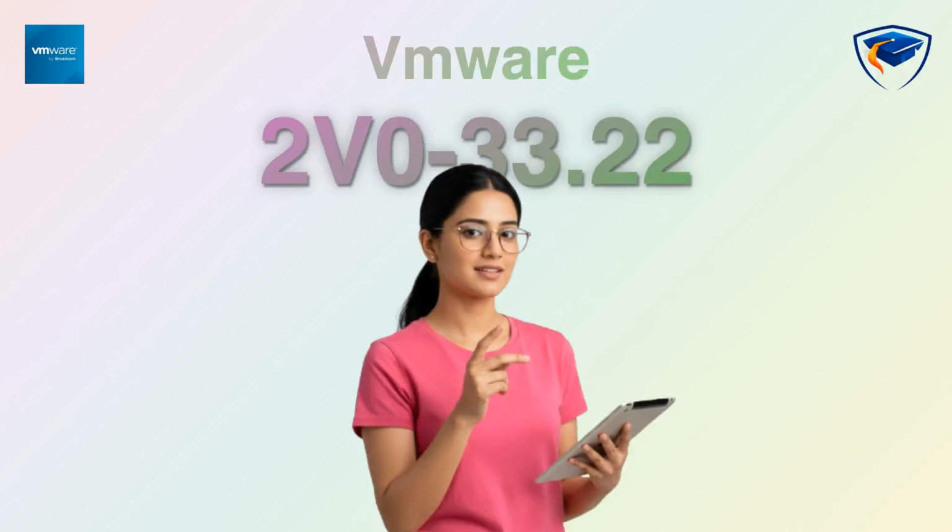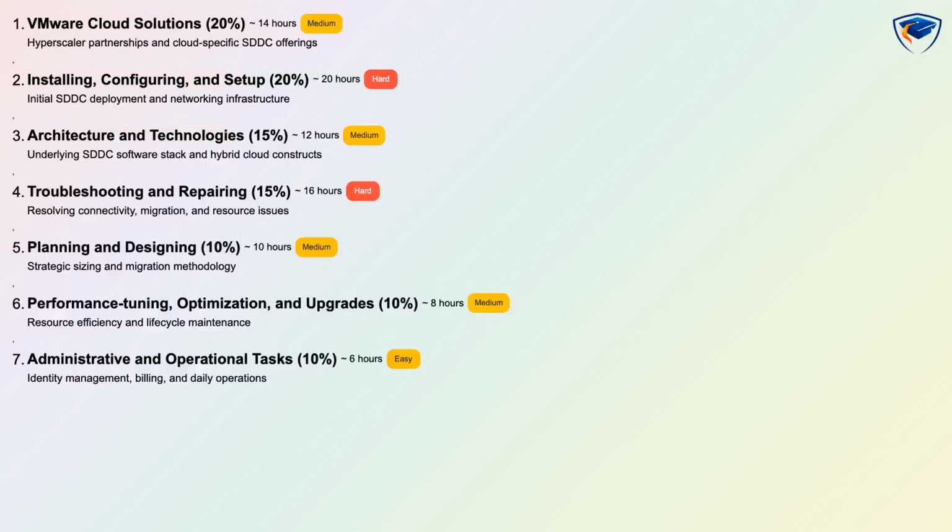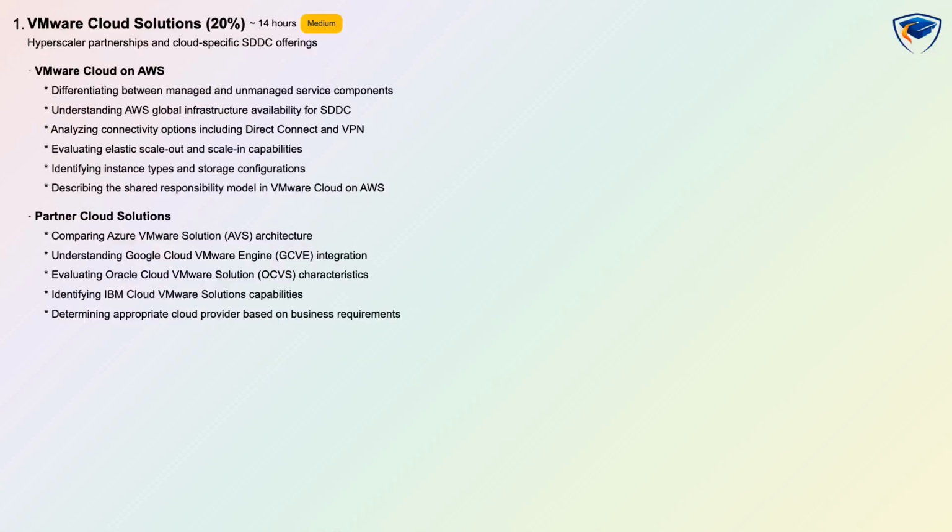In this video, we will cover the 7 domains that make up the exam. The exam is divided into 7 domains, each carrying a different weightage. The domains are VMware Cloud Solutions at 20%, Installing, Configuring, and Setup at 20%, Architecture and Technologies at 15%, Troubleshooting and Repairing at 15%, Planning and Designing at 10%, Performance Tuning, Optimization, and Upgrades at 10%, and Administrative and Operational Tasks at 10%. Let's start with the first domain, VMware Cloud Solutions.